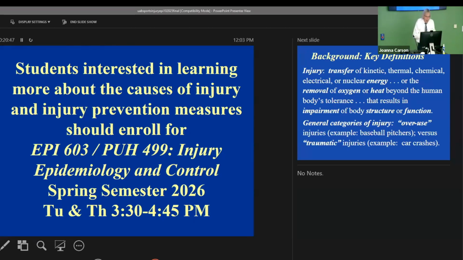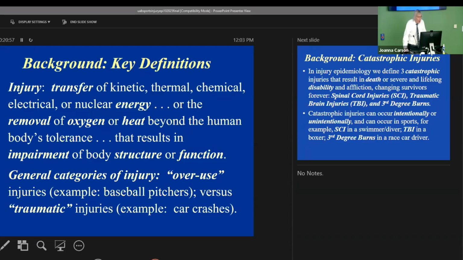Injury epidemiology, again, is a career in the making for someone who has interest. Let's go forward and see what we say about it. Okay, so again, if you came to my first lecture, you already have memorized this. What is injury? A transfer of energy that can be kinetic, which is like a car crash or somebody hitting you over the head. Thermal, that's heat. Chemical, like acid, electrical energy or nuclear energy. Or, part 2 of the definition, removal of oxygen or heat beyond the human body's tolerance. So if you die from smothering, asphyxiation, that's coded as an injury death. Or if you're stranded in sub-zero freezing temperatures, absence of heat, that's also called injury.